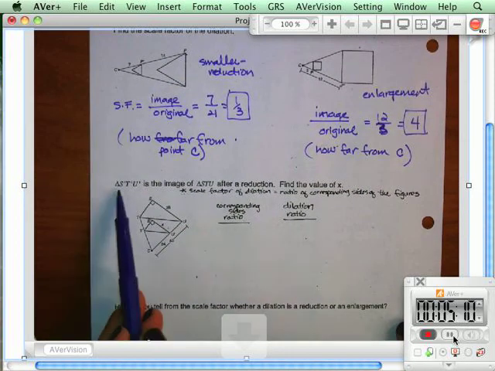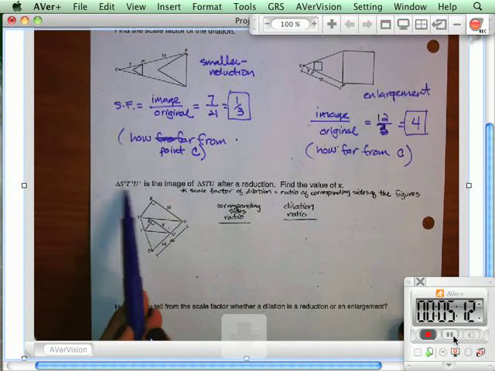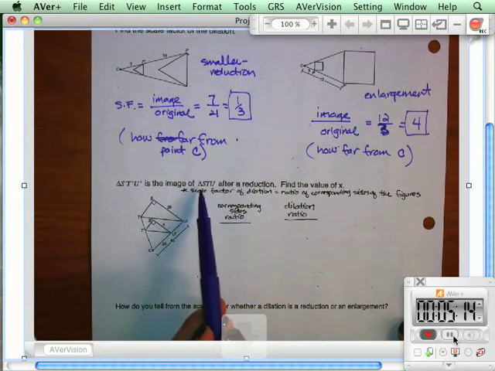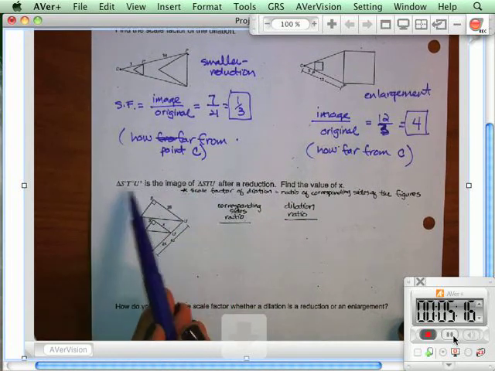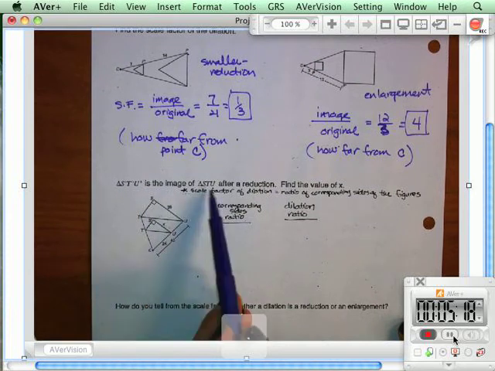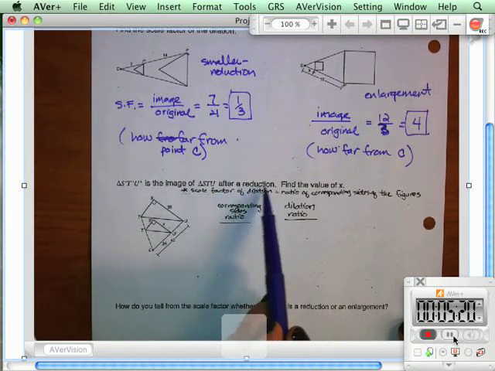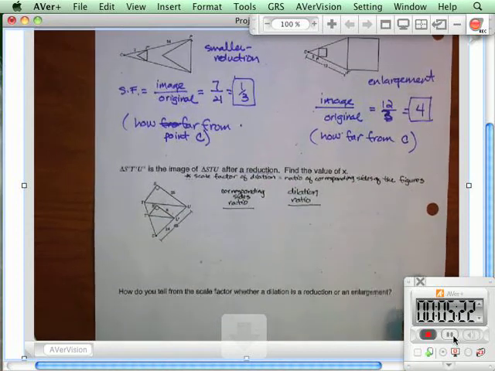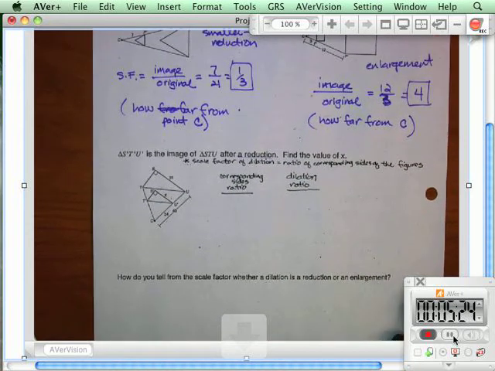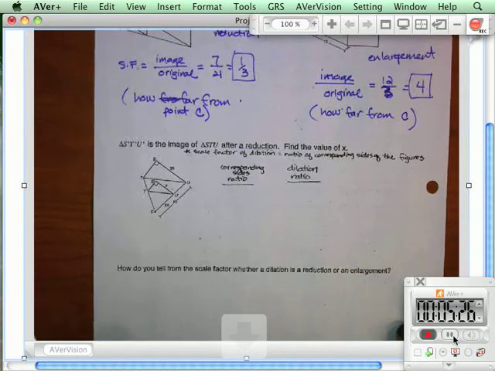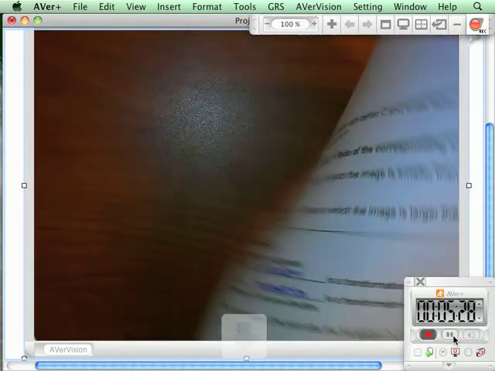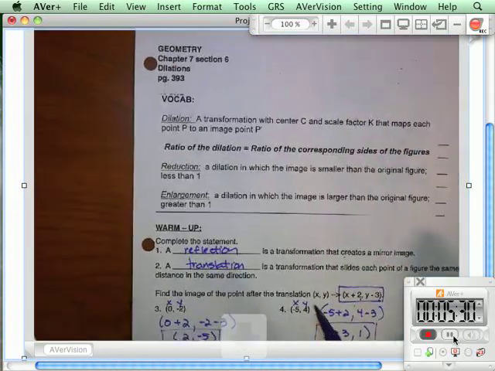Triangle S prime, T prime, U prime is the image of triangle STU after a reduction. Find the value of x. Okay, this is something I want you to remember. We didn't really talk about this, but it was just thrown in here, so I'm going to remind you of it. Actually, I wrote it right here.